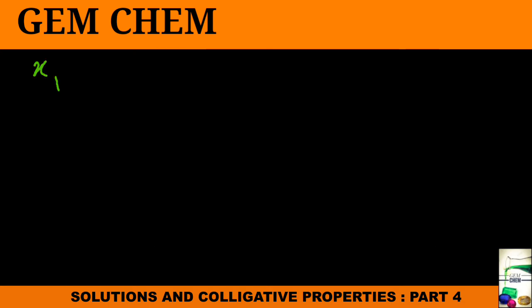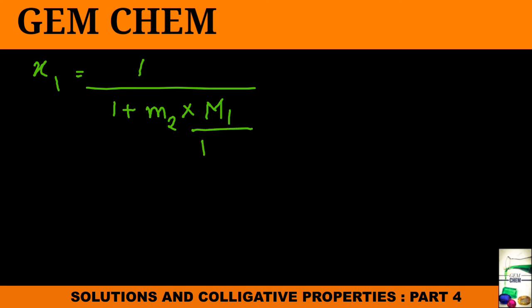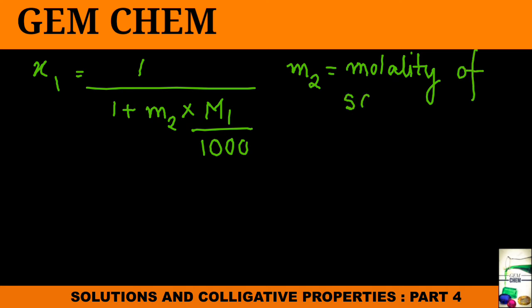So we can write it like this: x1 equals 1 by 1 plus m2 into M1 by 1000, and m2 is our molality. Molality, what is molality? We know, right? So molality of solute in solution.